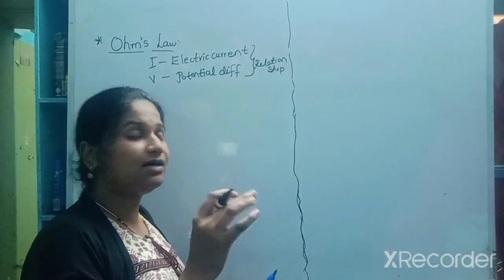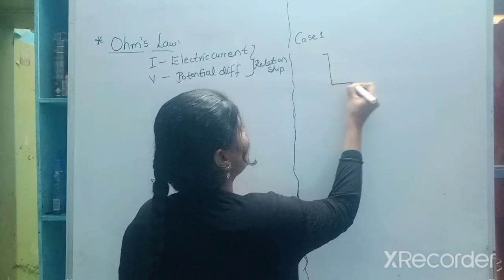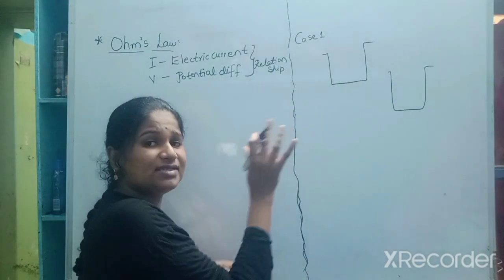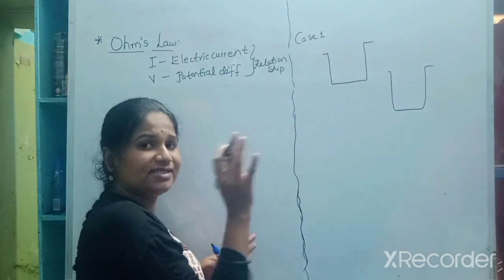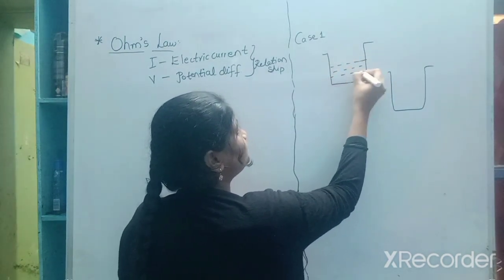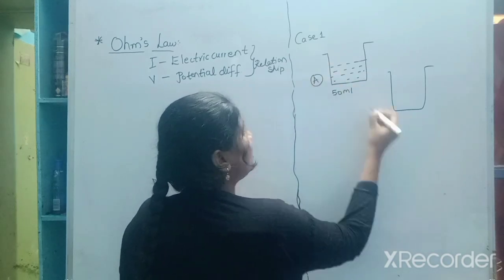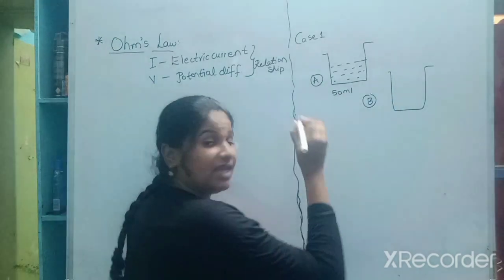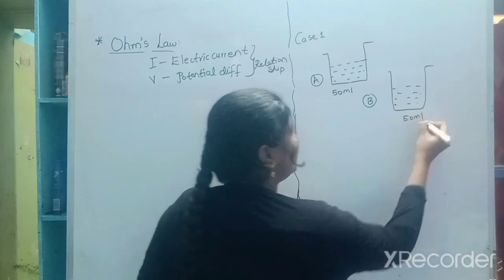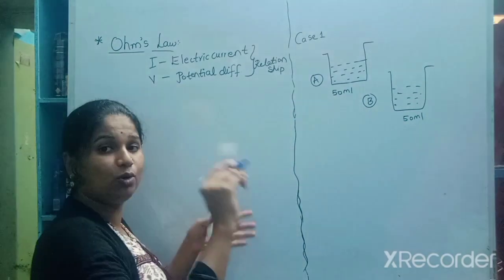So let us consider two cases. In case 1, let us consider two beakers which are kept at a certain distance, so there will be a height difference, but it is not much. Let us take 50 ml of water in beaker A. In beaker B also I am taking 50 ml of water. See here, in both the beakers I took the same amount of water.